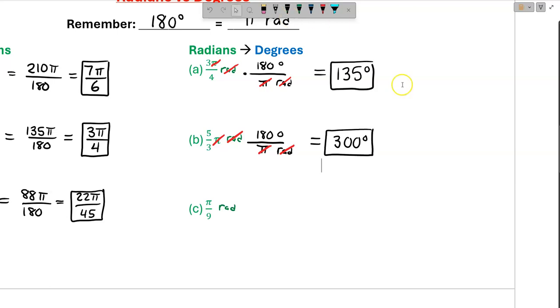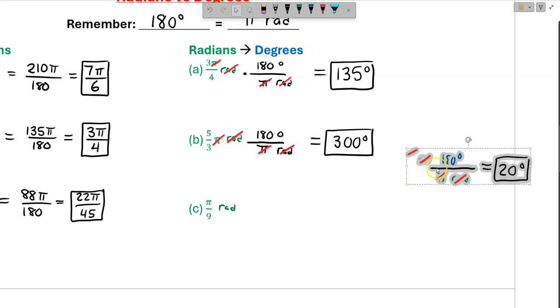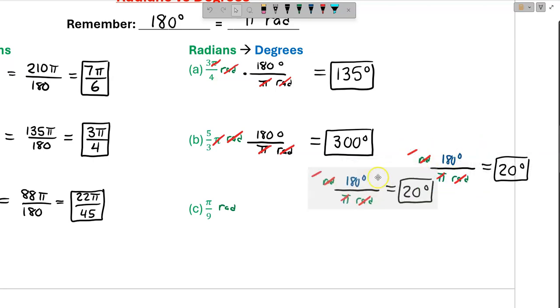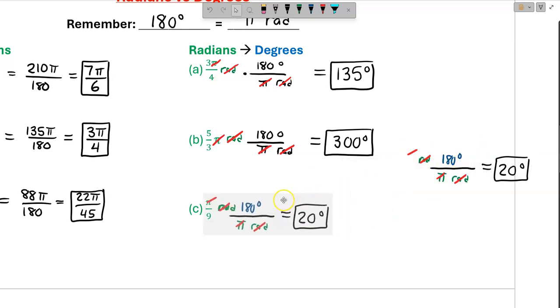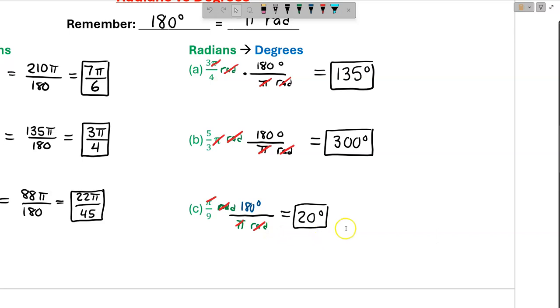Go ahead and pause the video one last time and see if you can convert pi over 9 radians into degrees. So let's take a look and see how we did here. There is my work. So once again, we're going to multiply by 180 degrees over pi radians. Radians cancel, pi's cancel. Now, if there's no pi, by the way, the pi will not cancel. So just be careful. I'll even add that here.